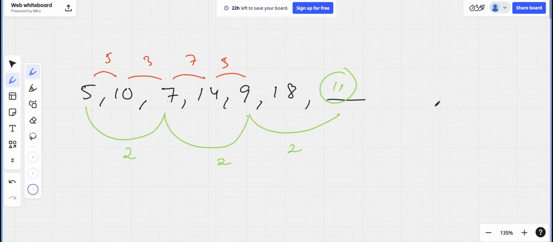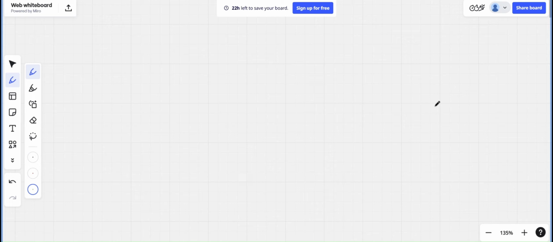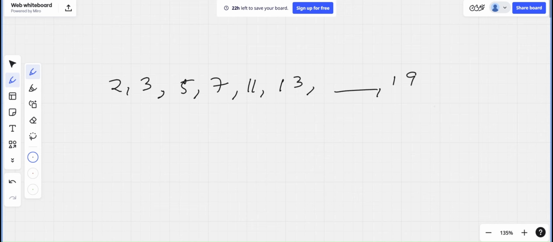Next question. Do you know factorials? I'll give you this question again. Questions can come as simple as this. Think nicely, try to find the pattern. Quick, quick, quick.